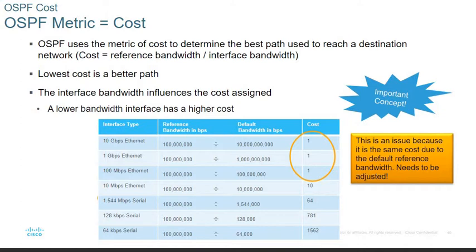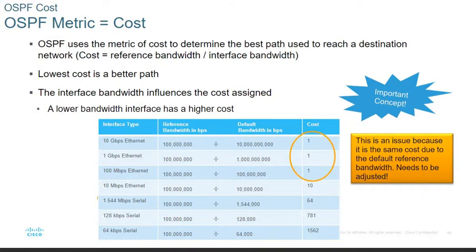OSPF Cost. OSPF metric equals cost. OSPF uses the metric of cost to determine the best path used to reach a destination network. Cost equals reference bandwidth divided by interface bandwidth.